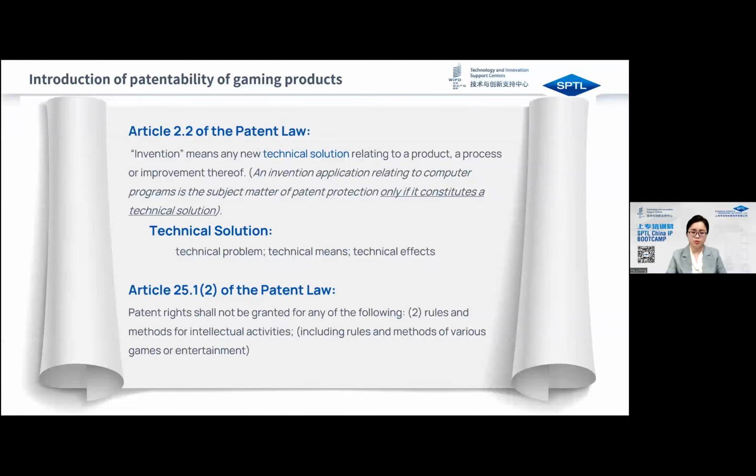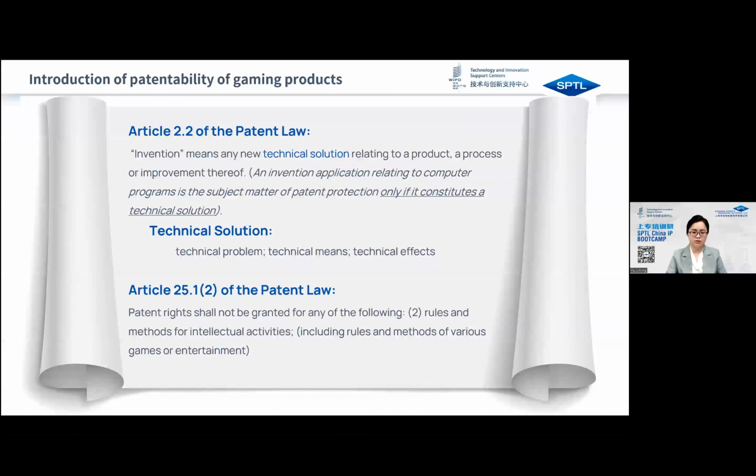So, a game rule does not adopt technical means or natural laws, and it does not solve technical problems and produce technical effects. It does not constitute a technical solution, and eventually is not a subject matter protected by the patent law. For example, based on the guidelines for examination in China, an invention application relating to computer programs is the subject matter of patent protection only if it constitutes a technical solution.